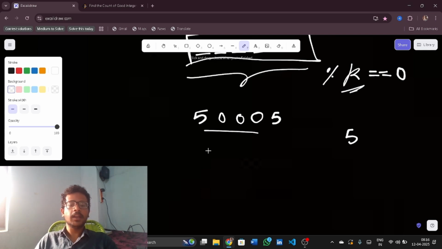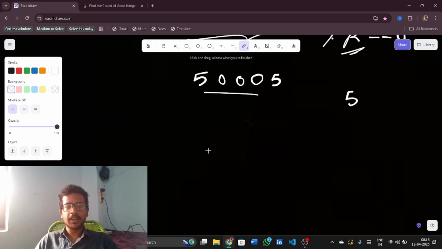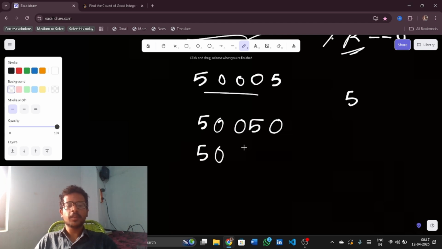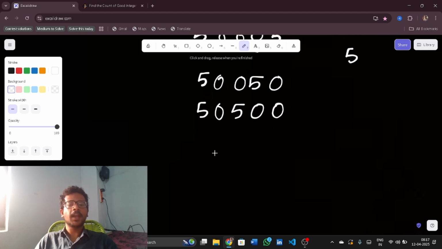That's it. I need the rearrangements. How can we rearrange these digits? If I say 5, 0, 0, 5, and then 0, this is one another rearrangement. Now 5, 0, 5, double 0, 5, double 0, and then double 5, triple 0. So these are the combinations.